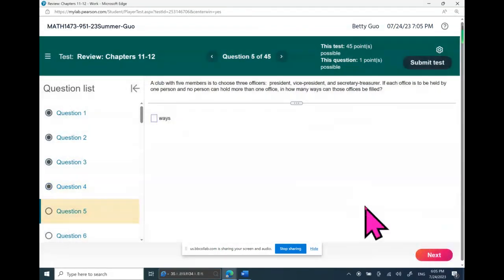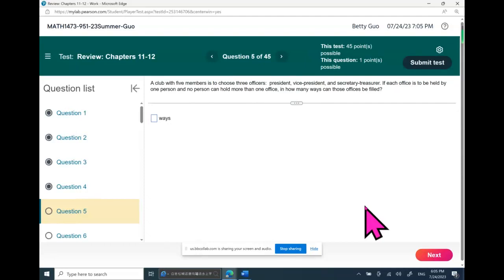Next question. Question number 5. A club with 5 members is to choose 3 officers, president, vice president, and secretary-treasurer. If each office is to be held by 1 person and no person can hold more than 1 office, in how many ways can those offices be filled? This is a permutation problem. We choose 3 persons from the 5 members to fill the 3 positions.